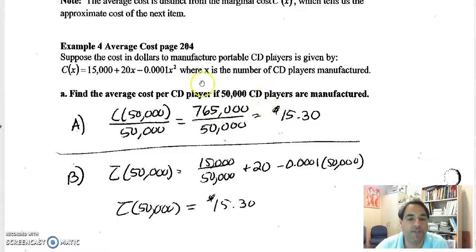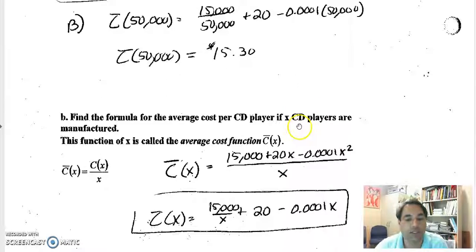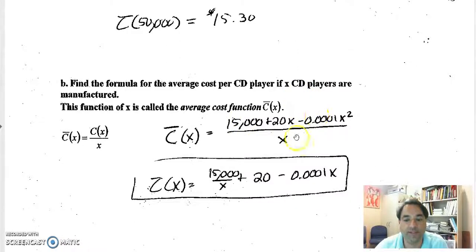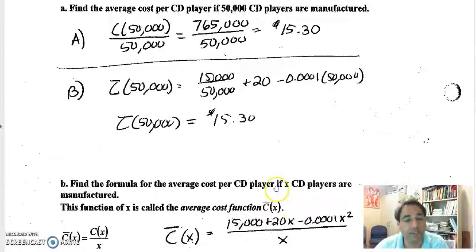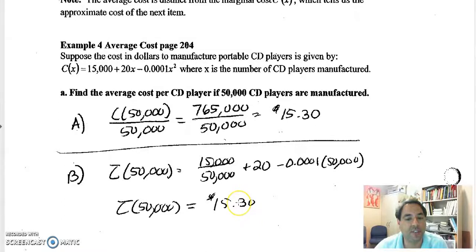So the total cost of 50,000 would be 765,000. I would divide by 50,000 CD players, and my average cost would be $15.30. The formula would just be cost divided by x, and you can simplify by dividing everyone by x. But again, this is more of a basic concept, nothing with derivatives, but it's still important because average cost tells me the average of the costs. Marginal cost is different because it's cost of the next one. That concludes Chapter 3.